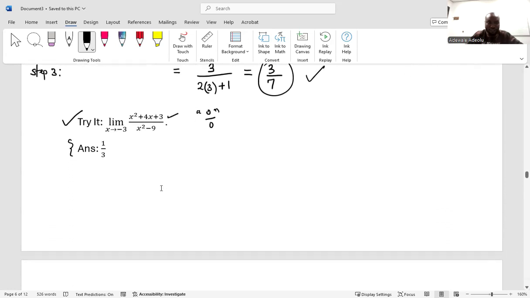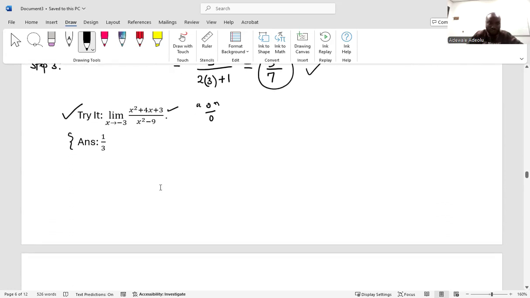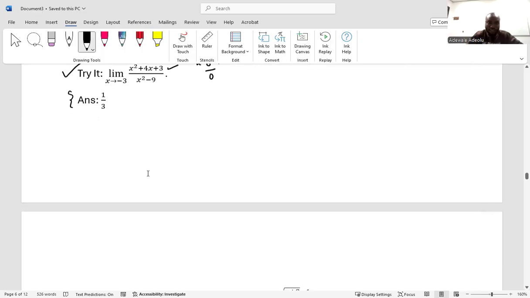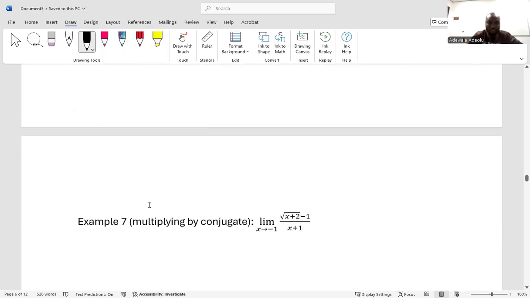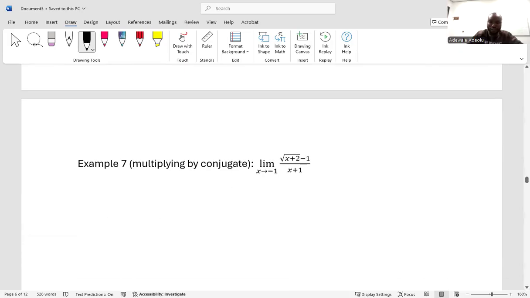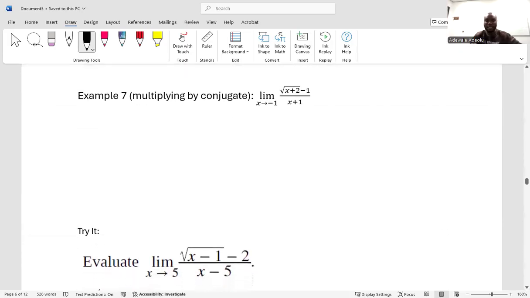Moving on. If you pause the video, you should have 1/3 as your answer. Now, let us consider a situation where we have a radical in this case. So again, let us look at that function.